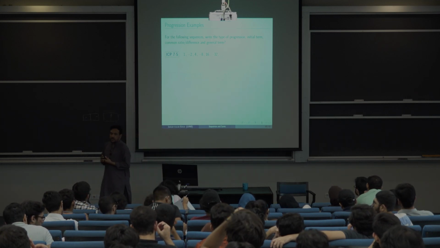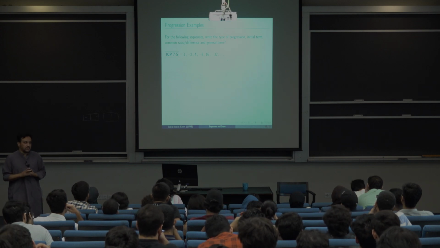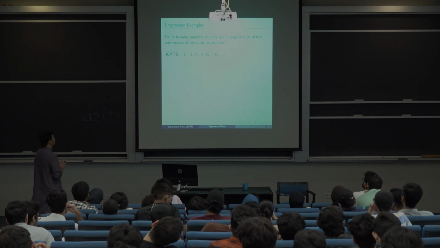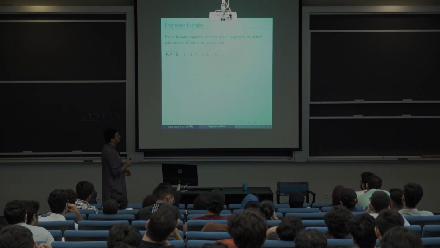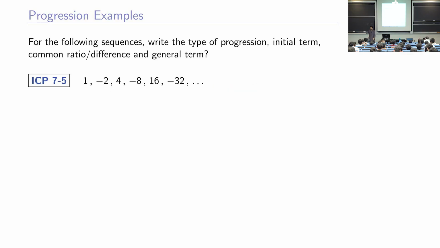Is it a geometric progression or an arithmetic progression? What's the common ratio or the common difference, or neither of them? Give some general term, all of these three things. So in the previous case, we wrote this type of thing, right? So this is how your answer should be.